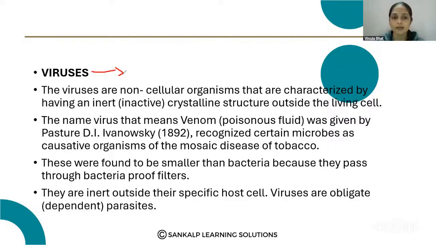Some organisms like viruses and mainly lichens. What is a virus? It is a non-cellular organism characterized by being inert. So they are inert outside the body. Why are viruses not given a place in Whittaker's classification? They behave as inert when outside the body. When they are present inside the body, they act as living organisms.